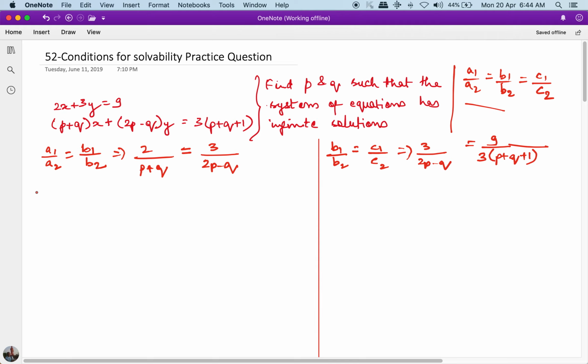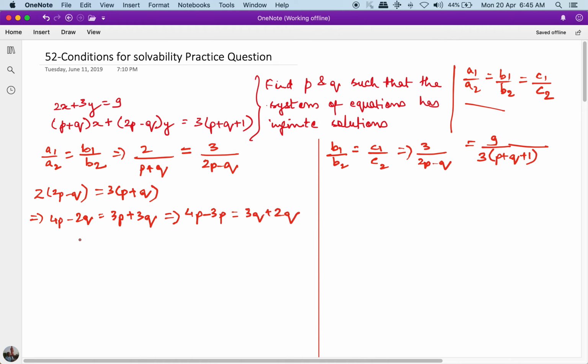This is a simple case of cross multiplication. So it will be 2 into 2p minus q is equal to 3 times p plus q. This implies 4p minus 2q is equal to 3p plus 3q, and this becomes 4p minus 3p is equal to 3q plus 2q, and p becomes equal to 5 times q. So this is our equation 1. Let me call this equation A.